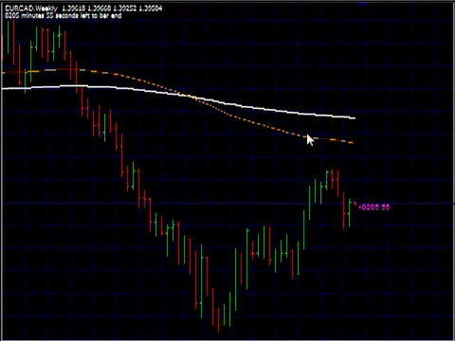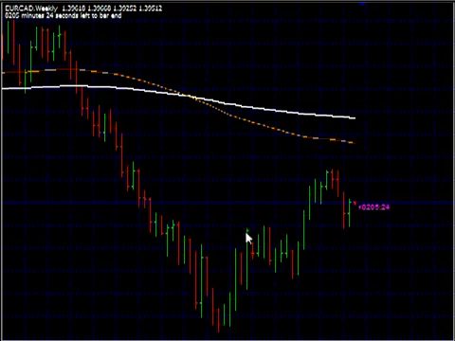Alright, in this video I would like to show you guys a few strategies that we use in our group. This pair is the EuroCAD. This is the weekly chart. What happens is we can see a nice downtrend over here. Price eventually moves up, reaches down here, backs down, moves up again, gets rejected, goes down again.